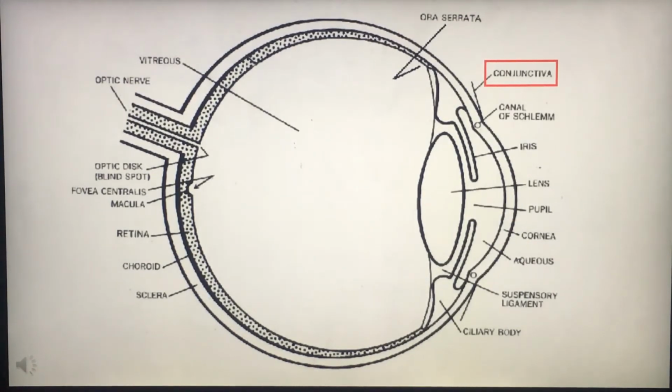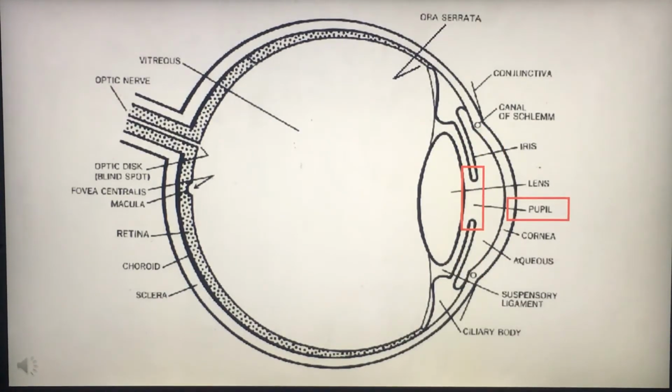Next is the conjunctiva. This is the clear membrane that covers the sclera and also lines the inner portion of the eyelids. The iris is the colored portion of the eye that contains the pupil. The iris controls the amount of light entering the eye by enlarging or minimizing the size of the pupil, much like a camera, regulating the amount of light that enters the eye.